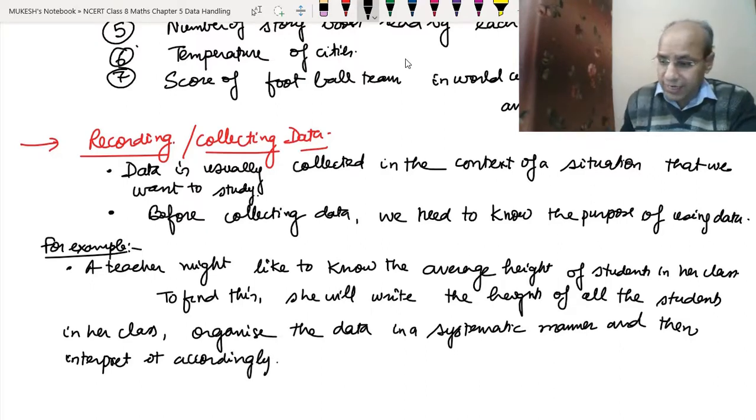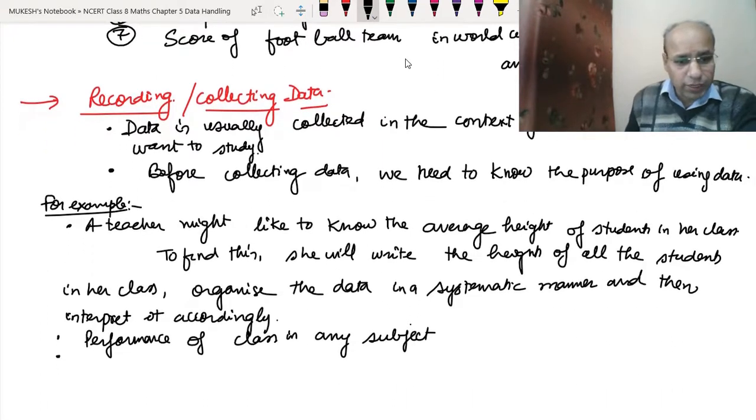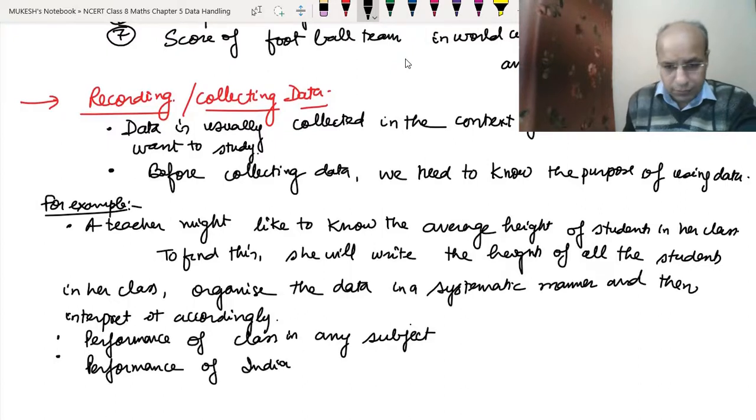Okay, now what is the second thing? The performance of the class in any subject. Okay, so that is also a purpose. For this they can collect the data. There can be another thing also, like the performance of India in football or cricket.